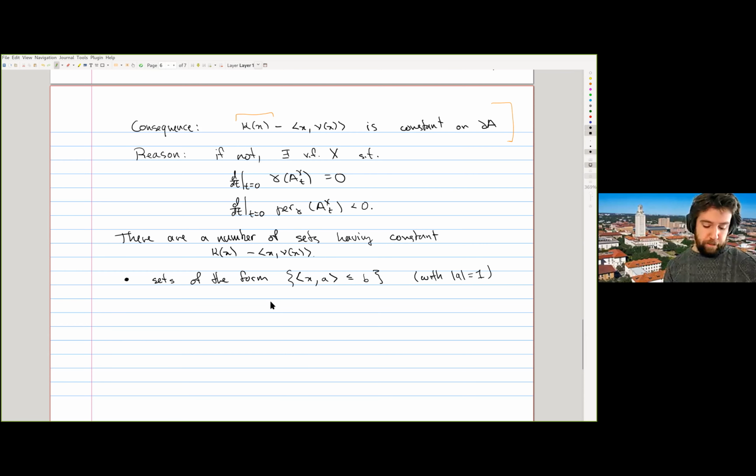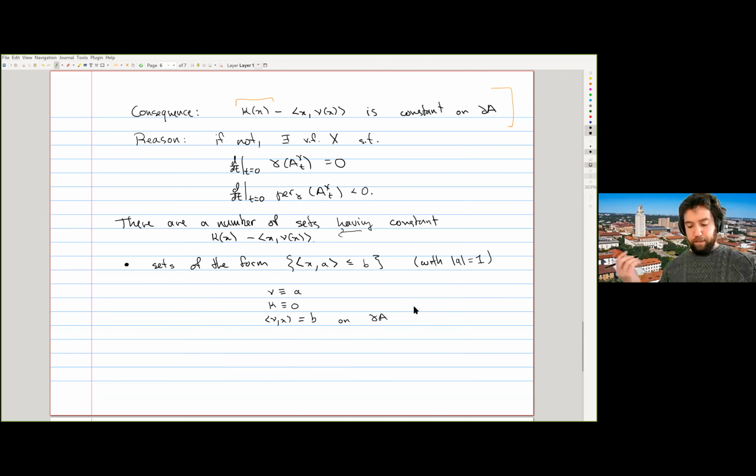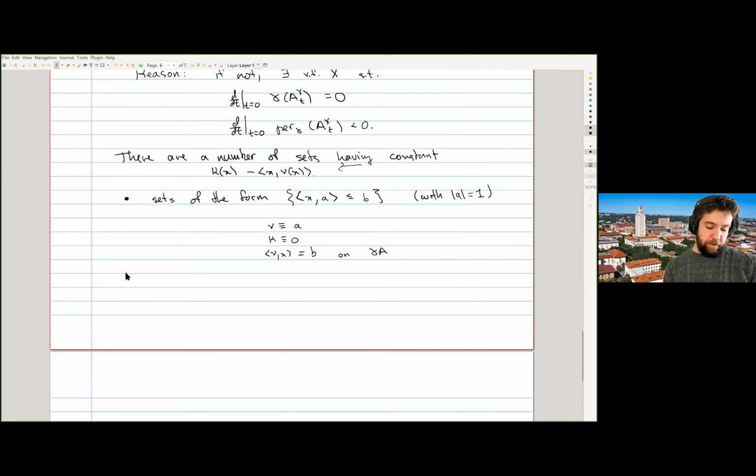Because when I make a unit vector like this, it is the outward unit normal, right? So if I have a set of this form, then my outward unit normal is always a, curvature is always 0, and the outward unit normal inner product with position is equal to b on the boundary, right? So this formula here is constant on the boundary, so that should make us happy because these are the minimizers.